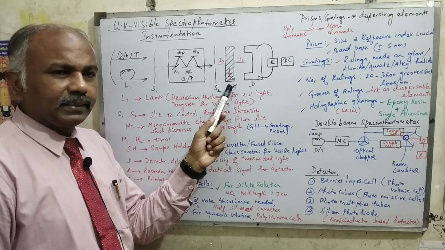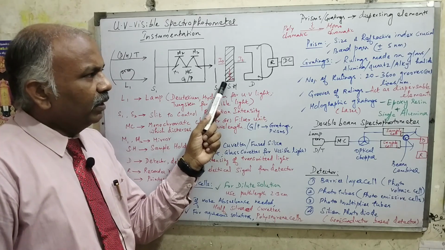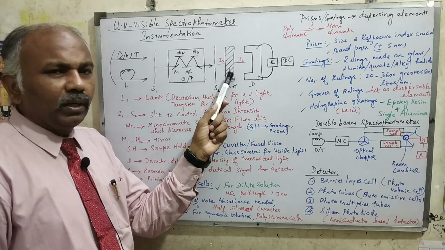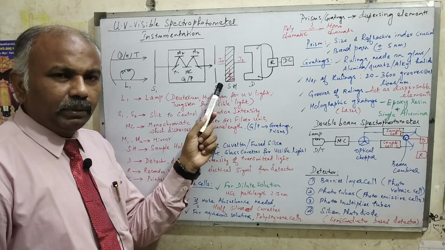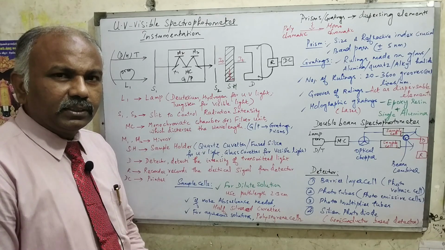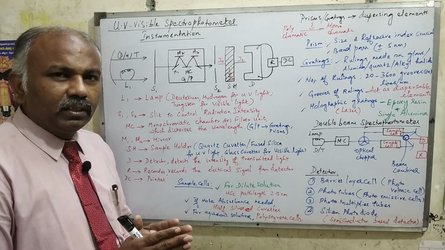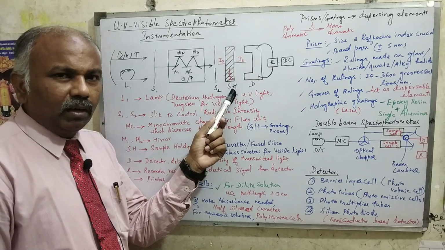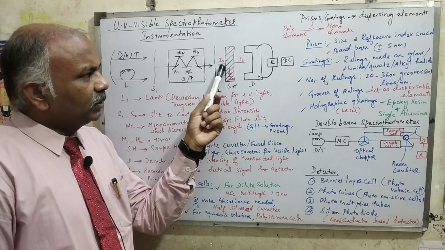Then comes SH. SH is the sample holder, which holds your sample cell. Inside this you will have your sample dissolved in a suitable solvent, because for UV visible spectrophotometry, if the compound is to obey the Beer-Lambert's law, the sample has to be properly dissolved in a suitable solvent. Then it obeys the Beer-Lambert's law, where A equals abc.